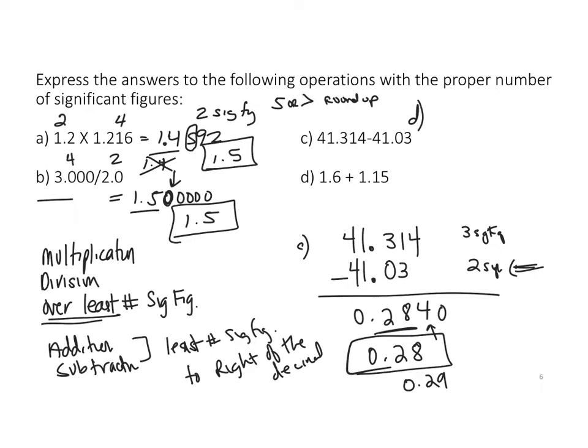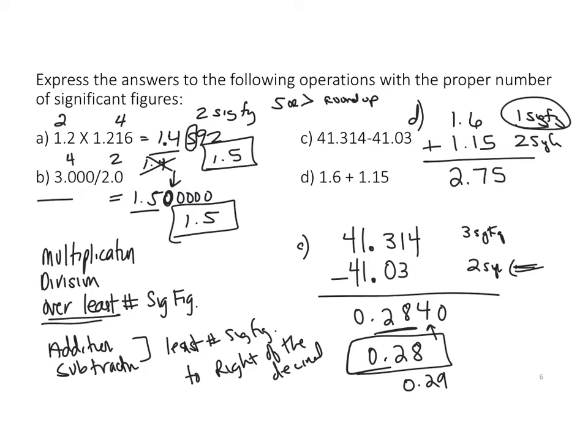Okay, D is addition. So 1.6 plus 1.15. This is 1 sig fig to the right of the decimal. This one is 2 sig figs. So I get my calculator out, 1.6 plus 1.15, and I get 2.75, and 1 significant figure to the right of the decimal. And so do I want that to be 2.7 or do I want it to be 2.8? I want it to be 2.8 because the 5 will round up.